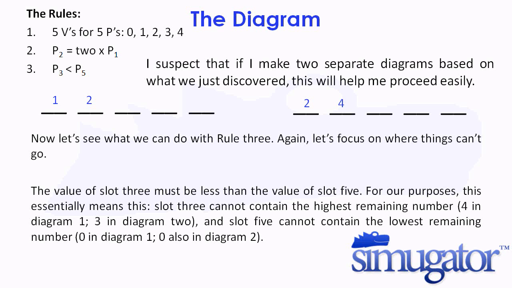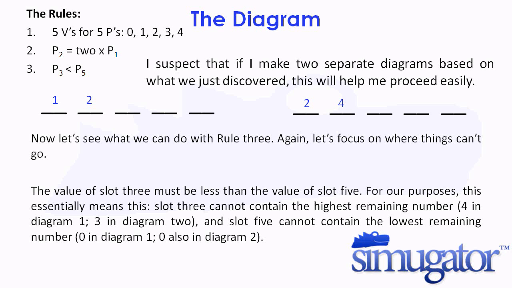And again, I'm going to focus on where things cannot go. We are told that the value of slot 3 must be less than the value of slot 5. For our purposes, for logic games, this essentially means this. Slot 3 cannot contain the highest remaining number, which is 4 in diagram 1 or 3 in diagram 2, and slot 5 cannot contain the lowest remaining number, which is 0 in both diagrams. Because if it weren't this case, any arrangement would violate Rule 3.